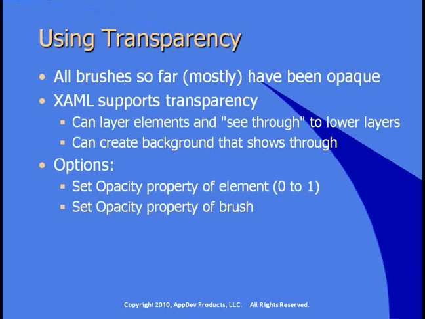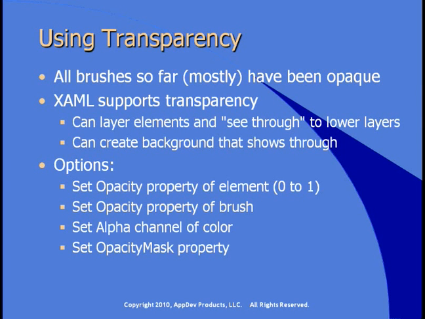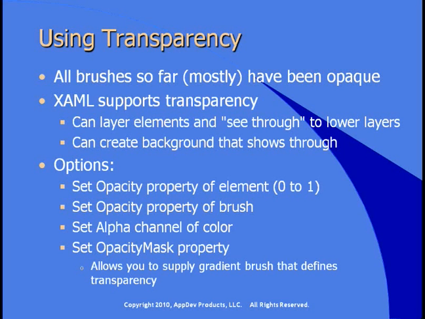You can set the opacity property of a brush that fills the element and get the same behavior. You can set the alpha channel of a color to be a number between 0 and 255 and control the opacity in that way for that color. And you can set the opacity mask property, and this allows you to supply a gradient brush that defines the transparency, so you get a gradual fade on the transparency if that's the kind of thing you want. Let's start by looking at the first options. We'll look at opacity mask separately.